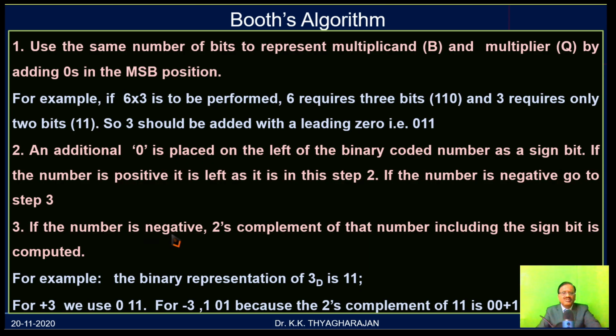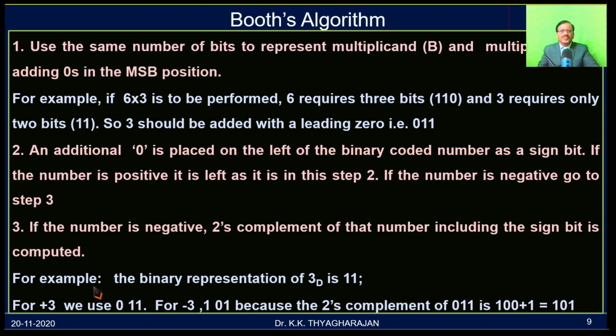If the number is negative, 2's complement of that number, including the sign bit, is computed. For example, the binary representation of 3 is 1, 1. So for plus 3, we have to add a leading 0 in the left side. For minus 3, the representation will be 1, 0, 1 because the 2's complement of 0, 1, 1 is 1, 0, 0 plus 1 is equal to 1, 0, 1. So 1, 0, 1 is the number to be used for minus 3. And this 101 should be recoded.